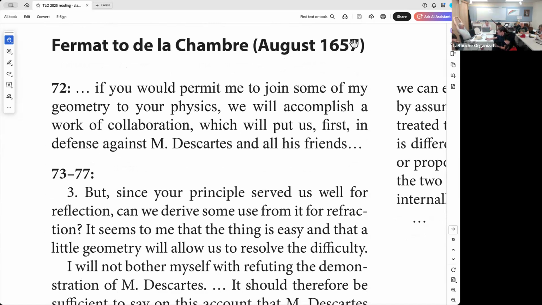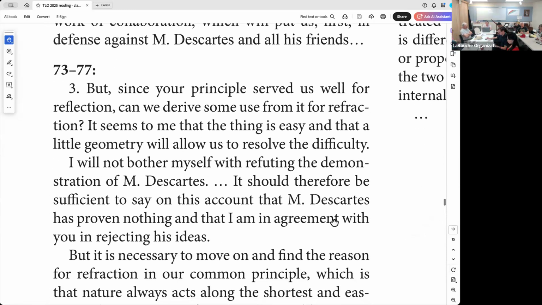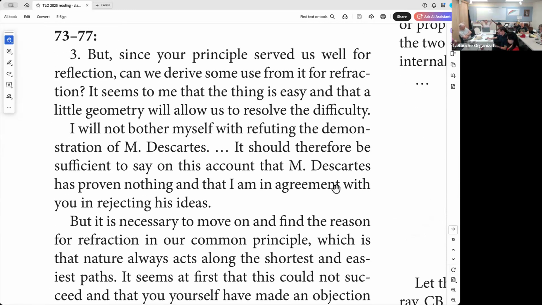If you would permit me to join some of my geometry to your physics, we will accomplish a work of collaboration, which will put us first in defense against M. Descartes and all his friends. But since your principle served us well for reflection, can we derive some use from it for refraction? It seems to me that the thing is easy and that a little geometry will allow us to resolve the difficulty. I will not bother myself with refuting the demonstration of M. Descartes. It should therefore be sufficient to say on this account that M.